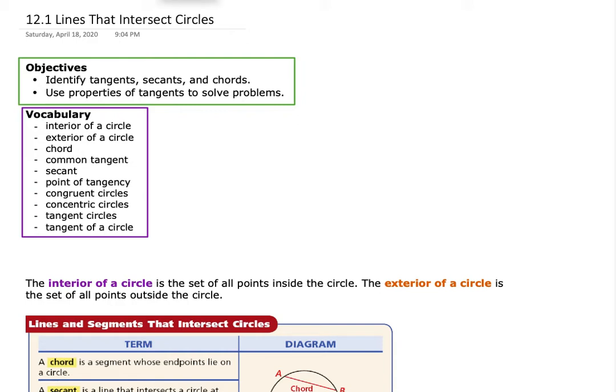Hey Geometry, we're starting chapter 12 and this will be the last chapter of the year. So we'll try to take it slow, about 2 lessons a week, because it's a lot of new information and you'll want to try to understand it because a lot of this will show up on your ACT next year.